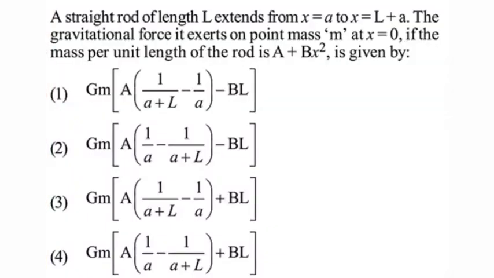A straight rod of length L extends from x equal to a to x equal to L plus a. The gravitational force it exerts on point mass m at x equal to 0, if the mass per unit length of the rod is a plus bx square, is given by. So the four options are given here. We will find out which is the right answer.